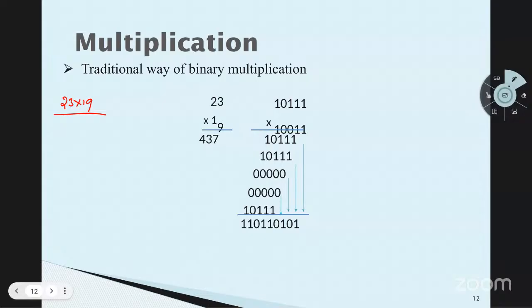19 times 3 is 57. You can write that here. 19 times 2 is 38. 38 plus 5 is 43. This is the result. Similarly, the 23 equivalent binary value is 1 0 1 1 1, into the 19 equivalent binary value is 1 0 0 1 1. Right? Correct.